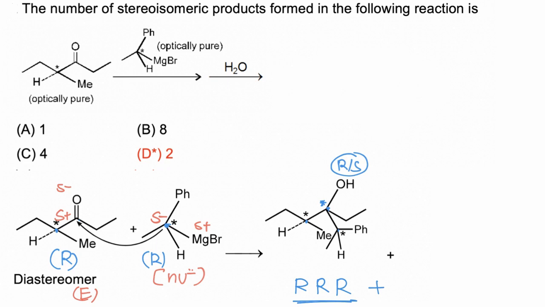Here is another possibility, that OH is away from the observer and then it will have S configuration. So another product formed is RSR. So a pair of diastereomers is formed, and hence a total of two products are formed, RRR and RSR, which is its diastereomer, and hence the correct answer is 2.